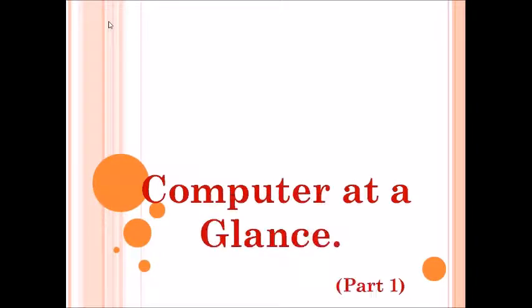Student, today we are going to learn our first chapter. The chapter name is Computer at a Glance. In our previous classes we learned many things about the computer system, like hardware, software, input output devices, data processing and the various types of computer. We also learned about storage devices, meaning how the data is stored inside the computer system.